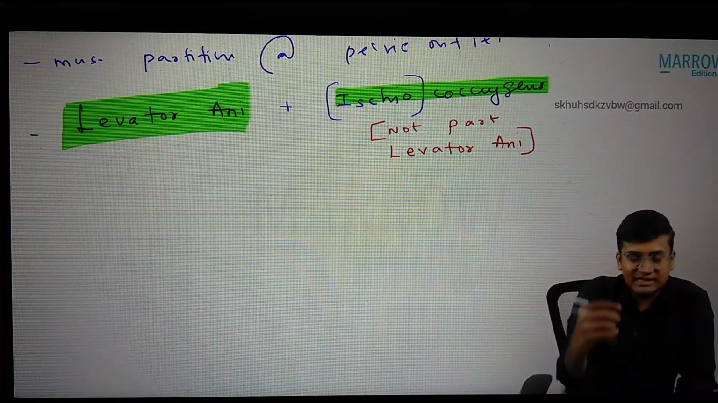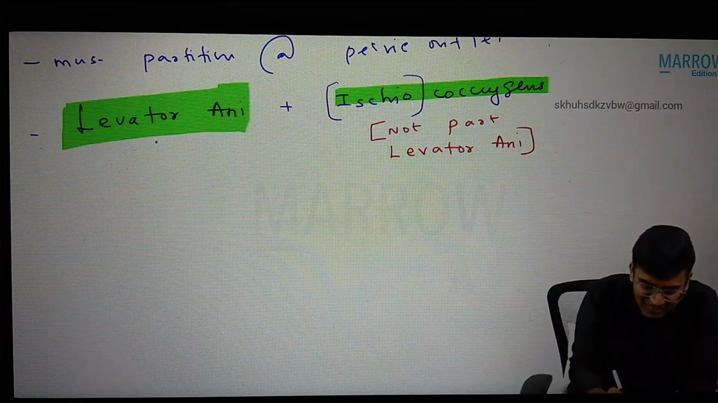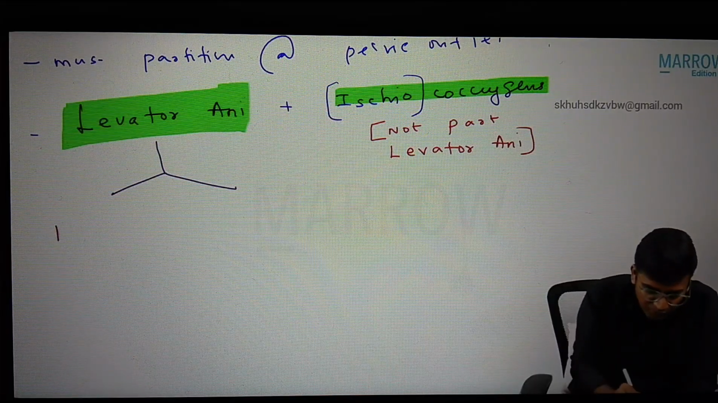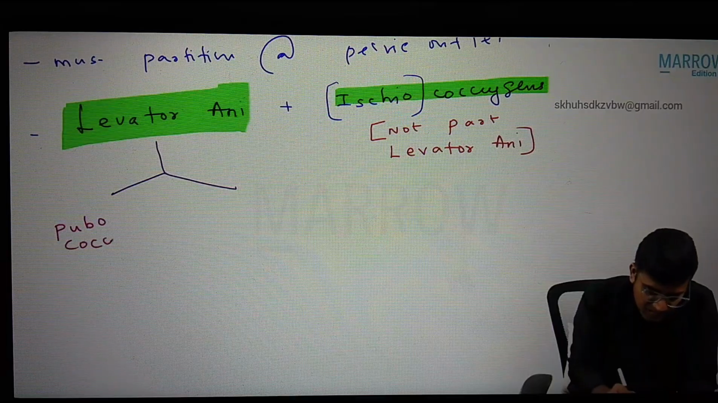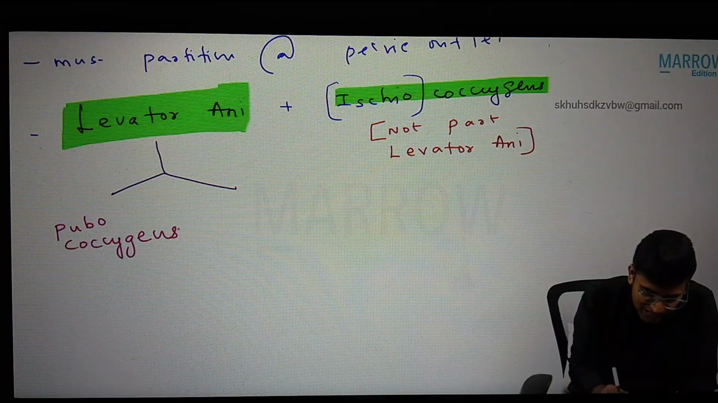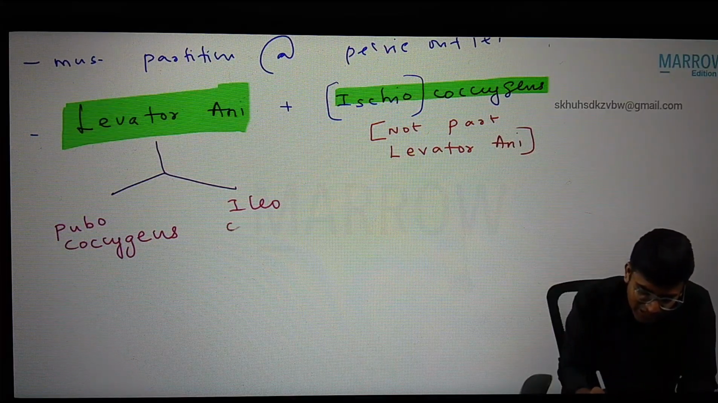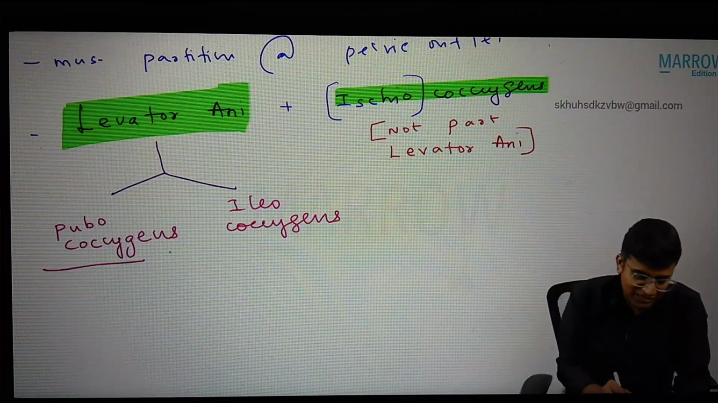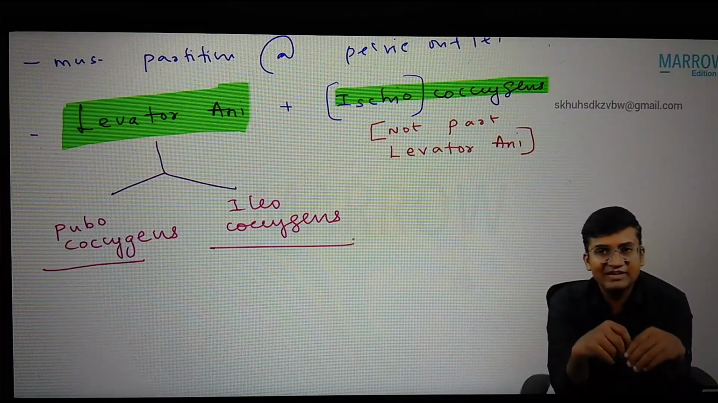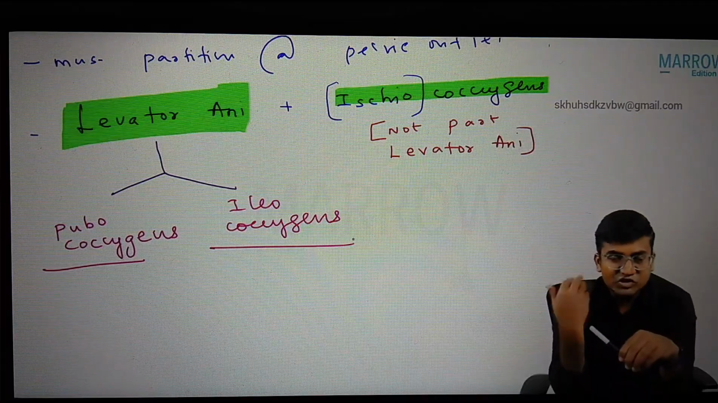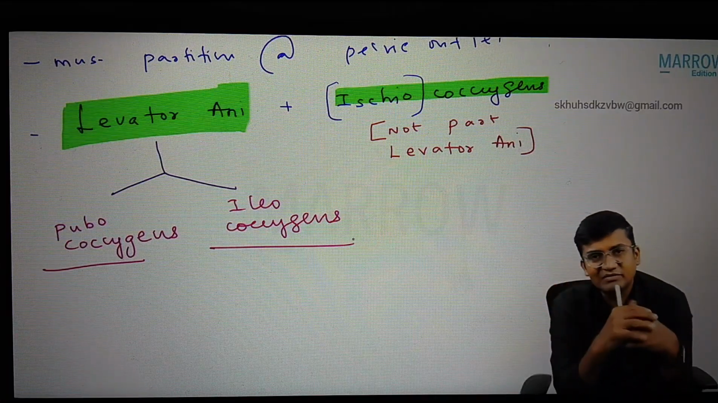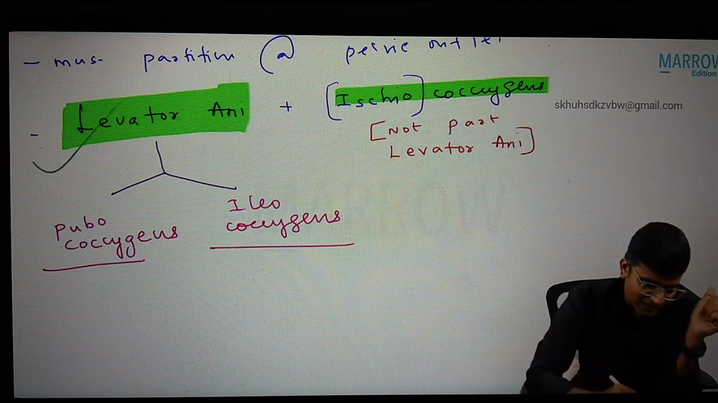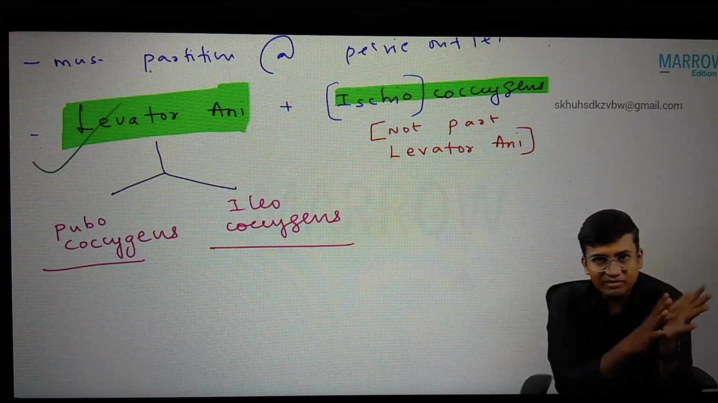Now we have subdivisions of the levator ani muscle. The levator ani has two parts: the pubococcygeus and the iliococcygeus. The ischio-coccygeus is not a part of the levator ani muscle. So now we're going to discuss the levator ani muscle.